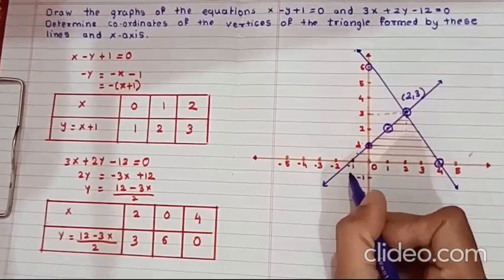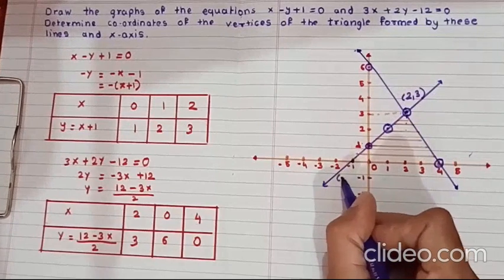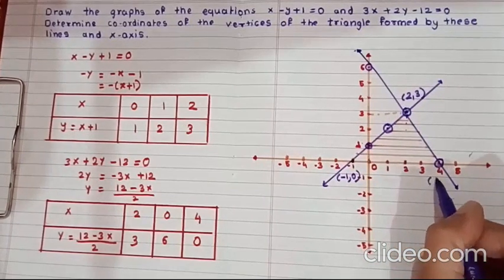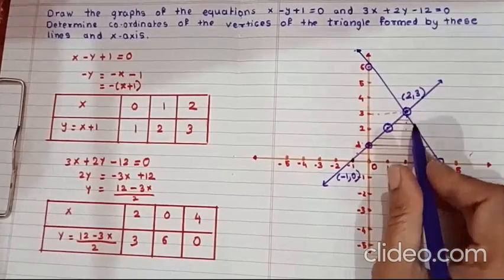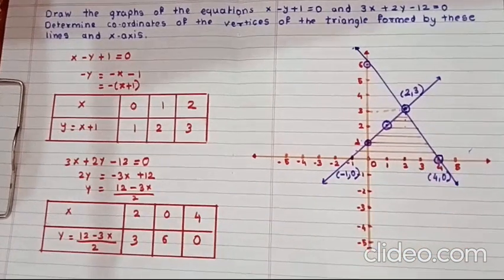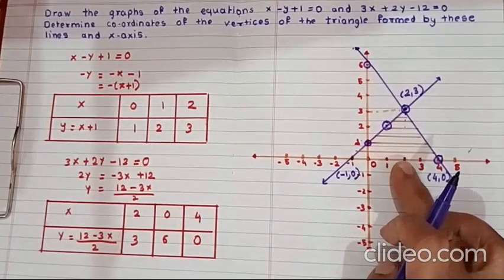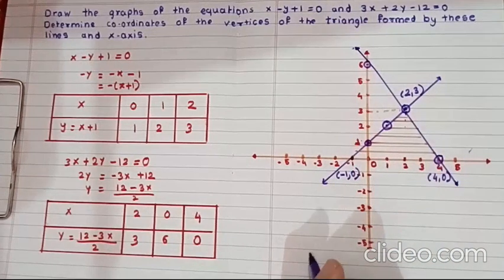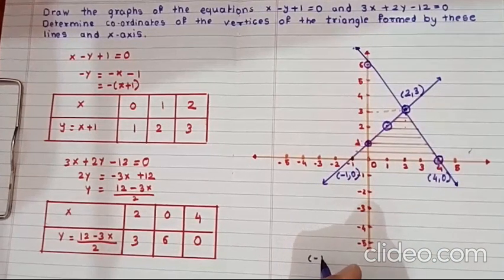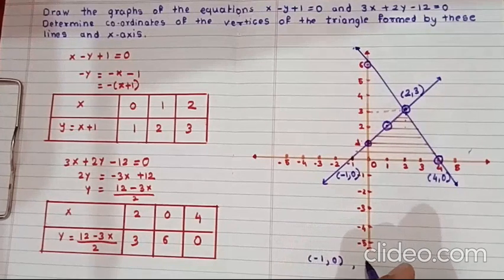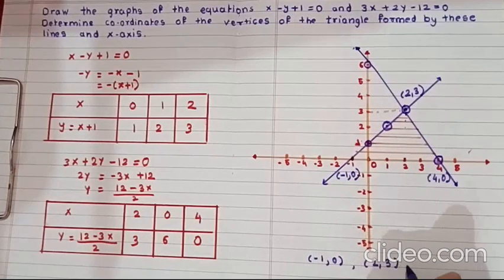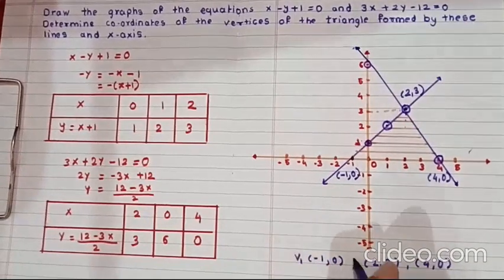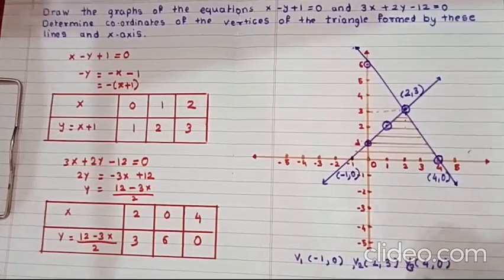This point will be, as you see, x is minus 1, y 0, and here I get again y as 0 and x as 4. So this is the triangle denoting the shaded part which is formed with the linear equations and the x-axis. And the three vertices are minus 1, 0, 2, 3 and 4, 0, the vertices of the triangle.